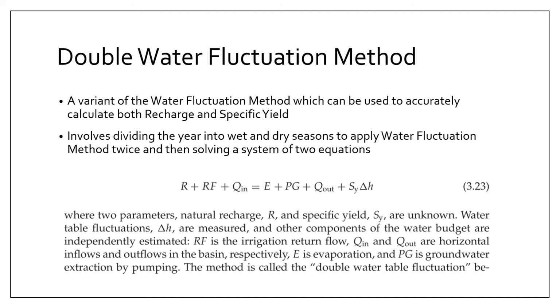But now let's move on to the other variant of the water table fluctuation method. We have here the double water table fluctuation method, which is actually more accurate than its single brother, because the double water table fluctuation method allows you to calculate both recharge and specific yield.